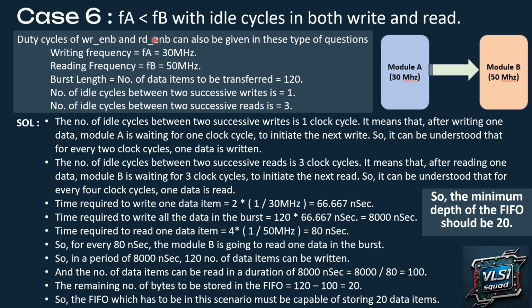In case 6, again the writer is slower than the reader, but the catch is that we have idle cycles between writes and reads. We already analyzed it. The writer will take twice the normal time, that is twice the time period of the writer. The reader will take 4 times the time period of the reader, 80 nanoseconds. By the time the writer writes 120 items, how many items can the reader read? That will be 8,000 nanoseconds, in which the writer can write all the 120 data items. So the reader can read 8,000 by 80, that is 100. The rest of the data items need to be stored in the FIFO. So that will be the minimum depth of the FIFO.